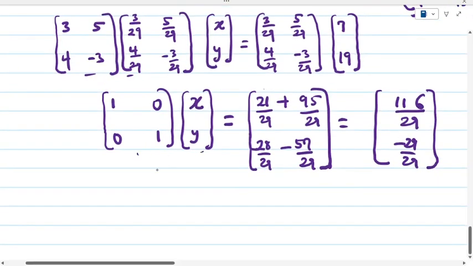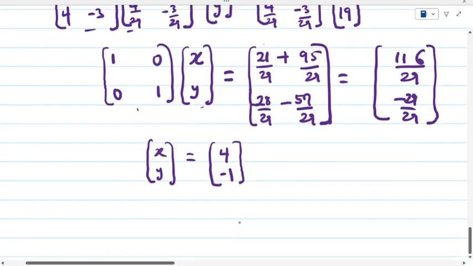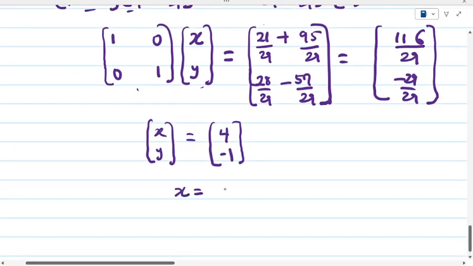So don't forget, 1 times this will still give me x and then y. So 116 divided by 29 equals 4, and minus 29 divided by 29 is minus 1. So I can see that we have our result: x equals 4, and y equals minus 1. You can actually check the result and you see that it's correct. So that is how to make use of matrices to solve two unknown simultaneous equations.